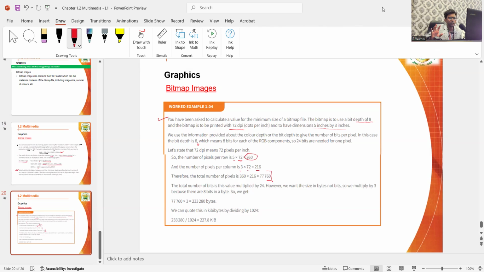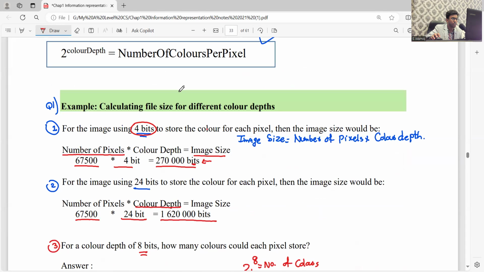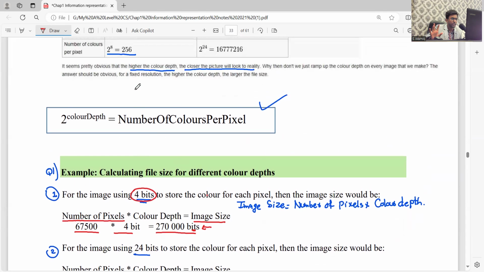So this is it for the calculation parts. The important formulas that you need to remember, I have discussed already, and I hope it's clear to all of you. The important formulas are here, for when you wish to calculate the file size and the color depth. So this is it for today's class. I hope it's clear to all of you. Thank you so much, everyone.